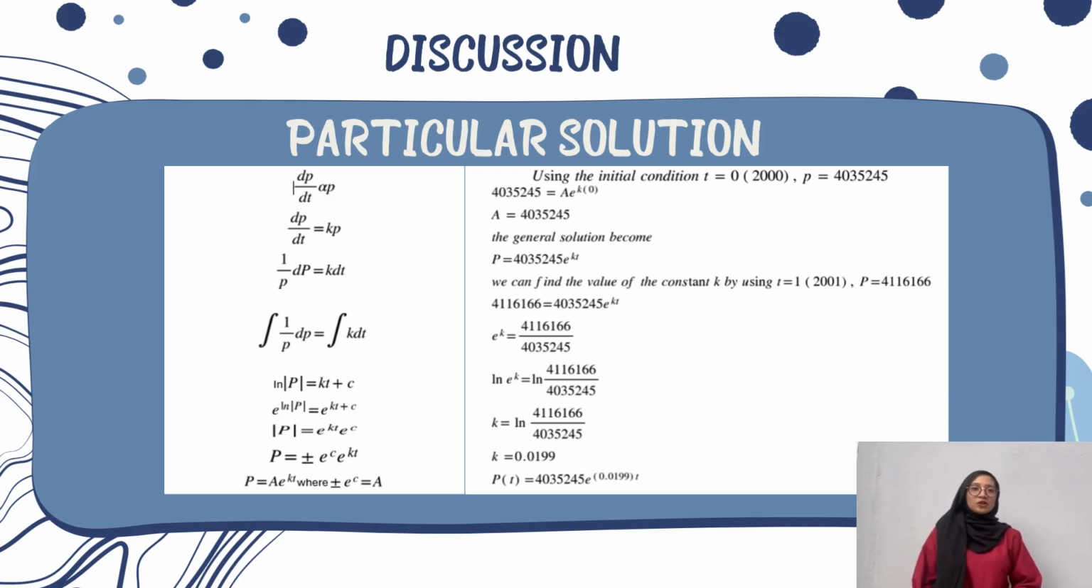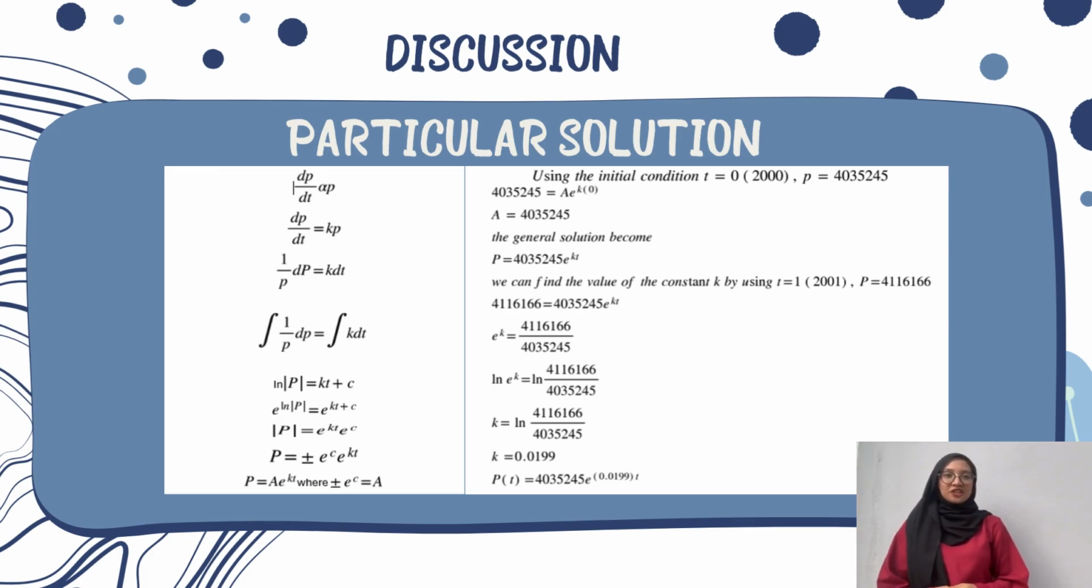To get the particular solution equation, we use dP/dt = kP, and we rearrange the equation so that we get 1/P dP = k dt. Then we integrate both sides so that we get ln P = kt + c. We also exponentiate both sides so that we get P = e^(kt) e^c. Here we get P = ±e^c e^(kt), so P = A e^(kt), where ±e^c equals A.